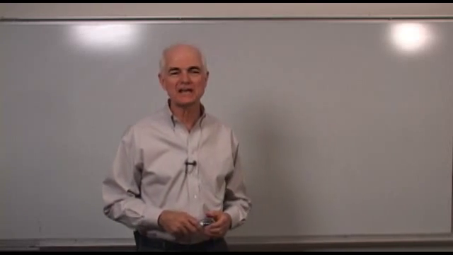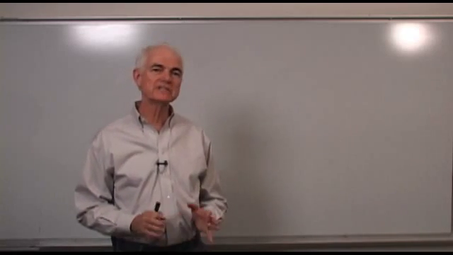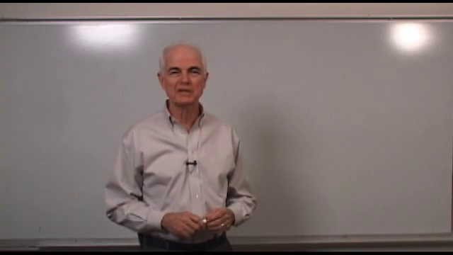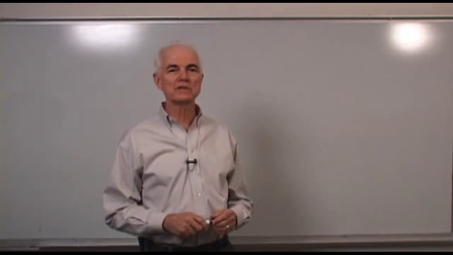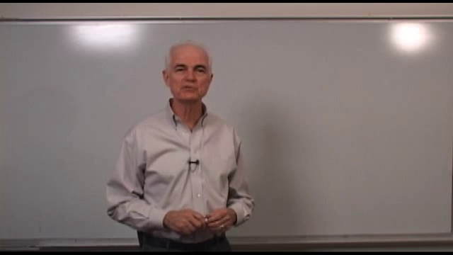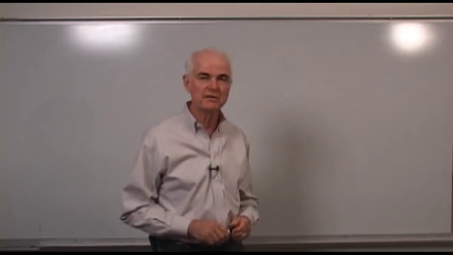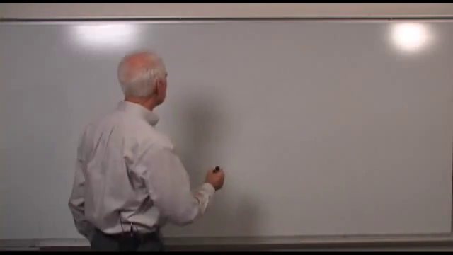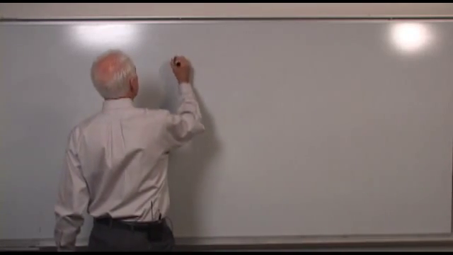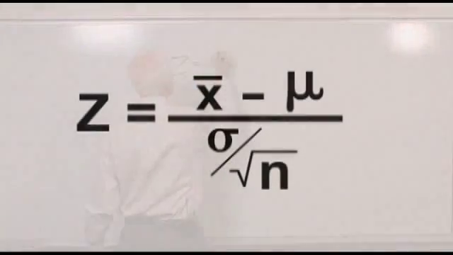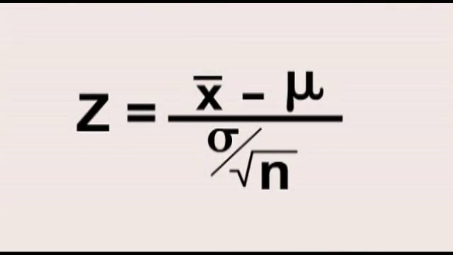Today we're going to discuss how to solve for probabilities using the Central Limit Theorem as it applies to means. The Central Limit Theorem tells us that the distribution of means is approximately normal under certain conditions. And from that we're able to develop this formula to analyze data about sample means. Let's examine a problem to see how it works.